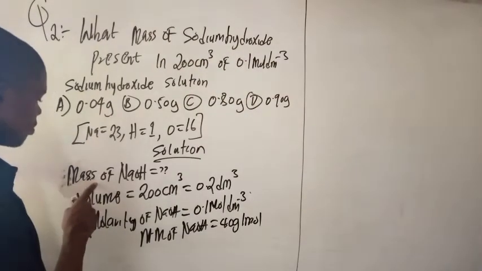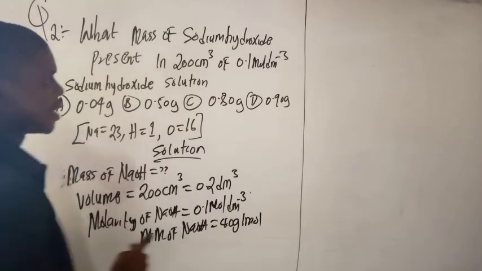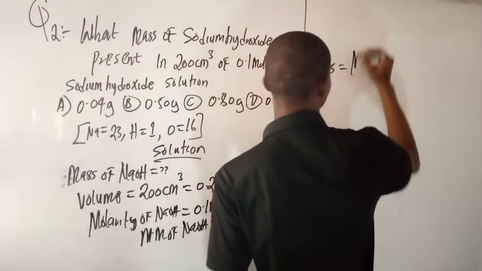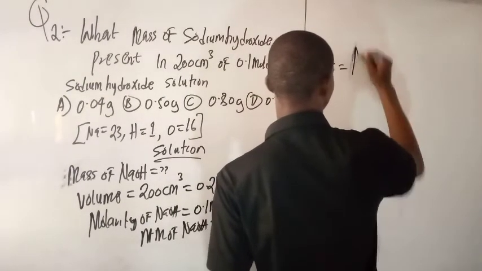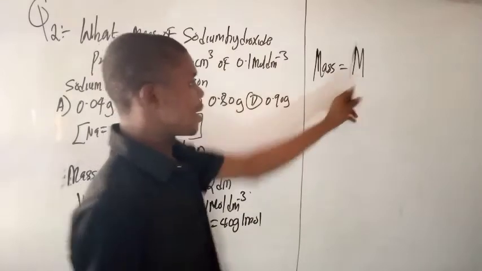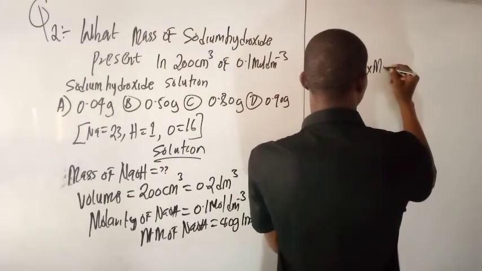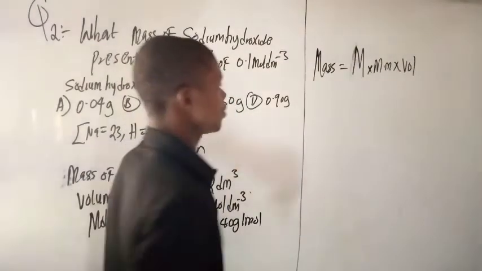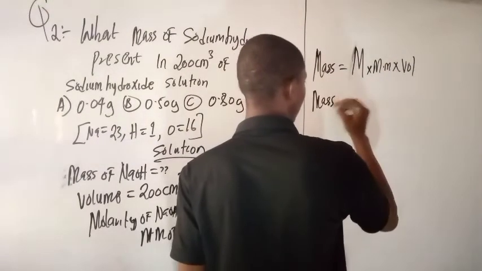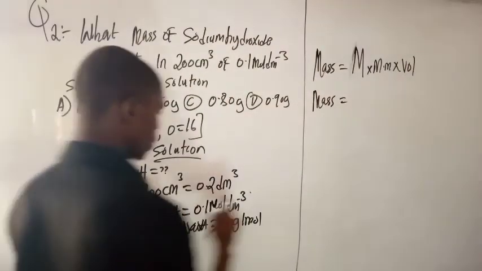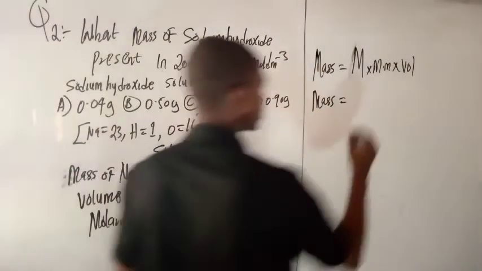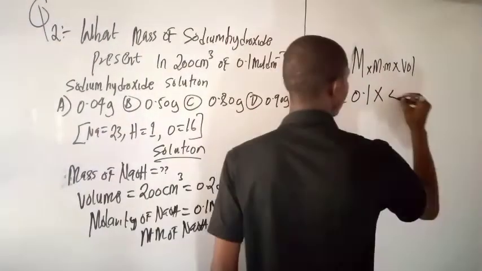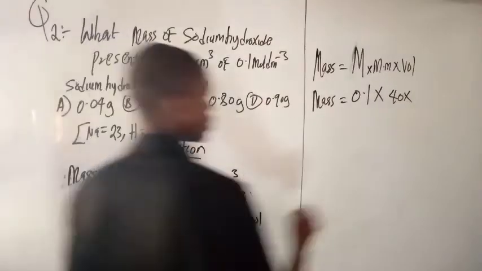So remember, we are calculating the mass of sodium hydroxide. So the formula I'm going to use is: mass equals the molarity, remember the capital letter M is molarity, times the molar mass, times the volume. All you have to do here is to substitute your values. My mass equals my molarity, which is 0.1, times my molar mass, which is 40, then my volume is 0.2.